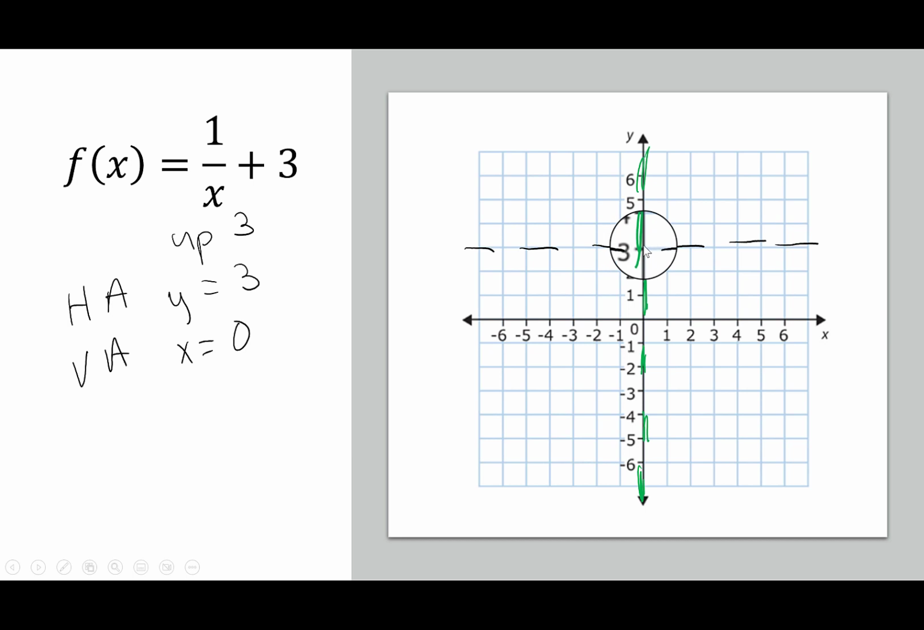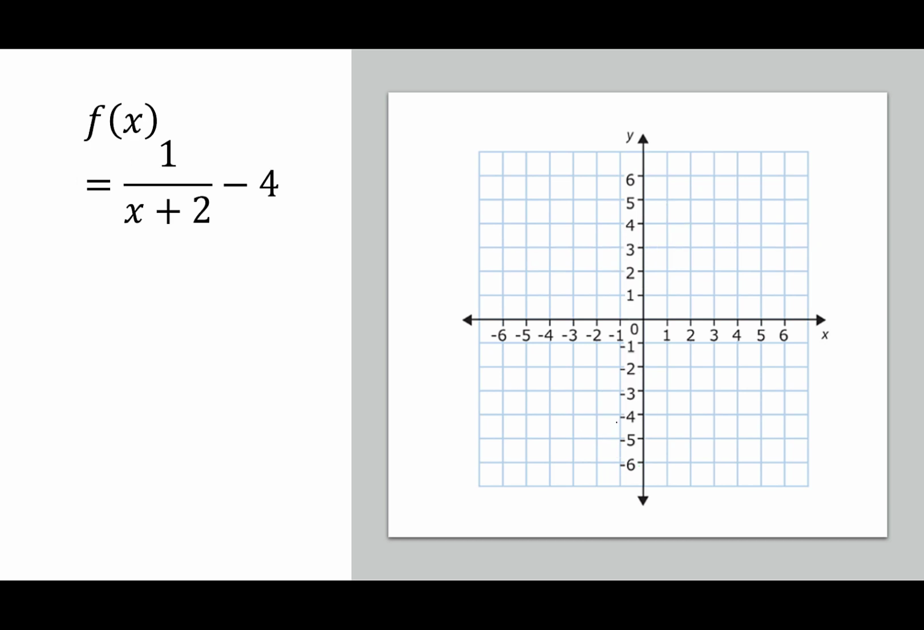Then I can locate those 2 points, 1 over and 1 up. There's my first point, then 1 over and 1 down. There's my second point. We can then connect the dots, kind of make it follow the asymptotes. I know I don't have great graphing skills, but it gives you the idea of what it should look like.